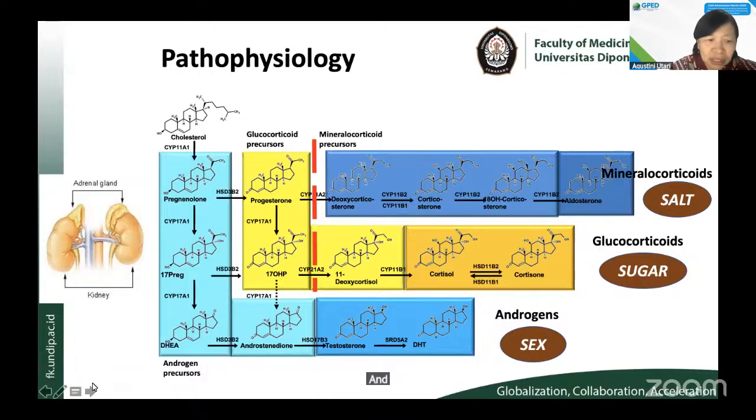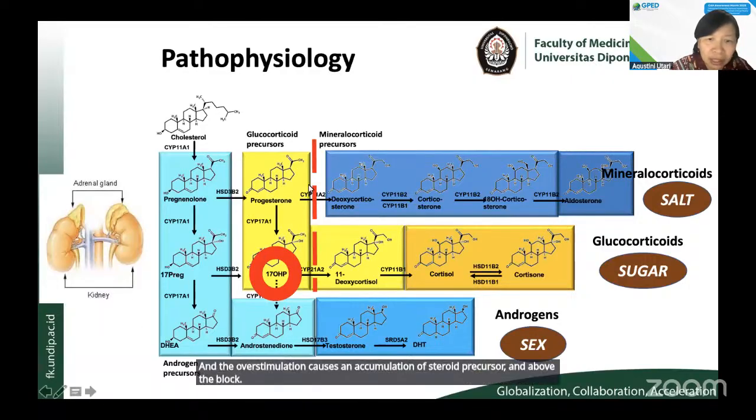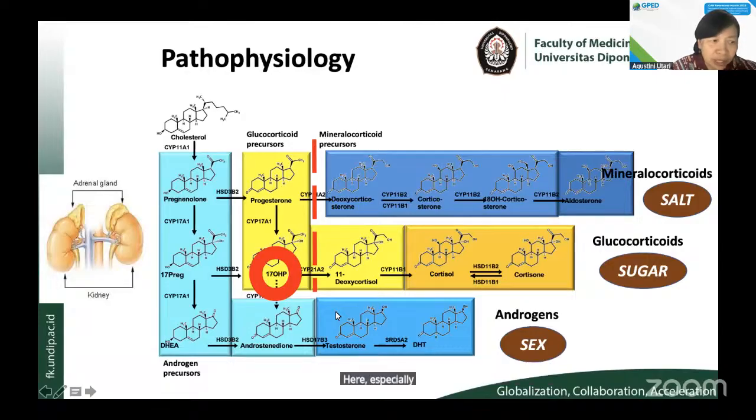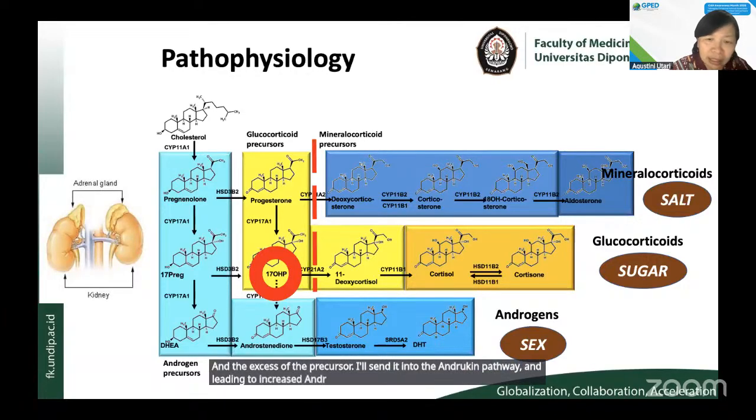And because of the cortisol deficiency, the pituitary gland secretes more ACTH, or adrenocorticotropic hormone, to stimulate the adrenal glands. The overstimulation causes an accumulation of steroid precursors above the block, especially 17-OHP. This is the parameter for newborn screening and also for diagnosis and monitoring. The excess precursor is shunted into the androgen pathway, leading to an increase in androgens like androstenedione and also testosterone.